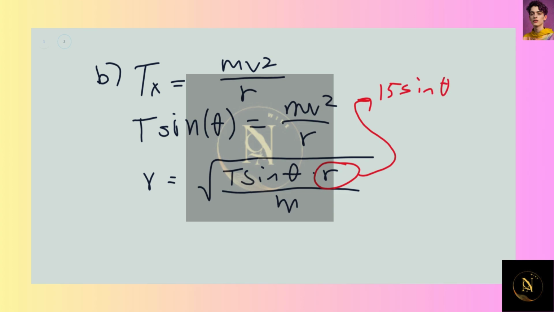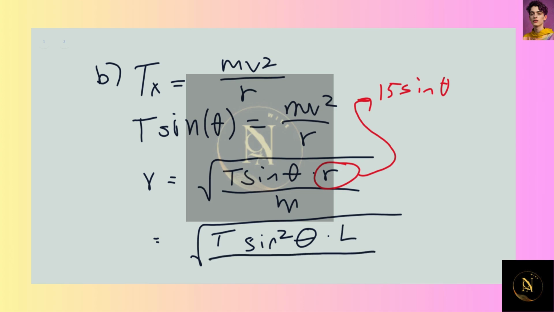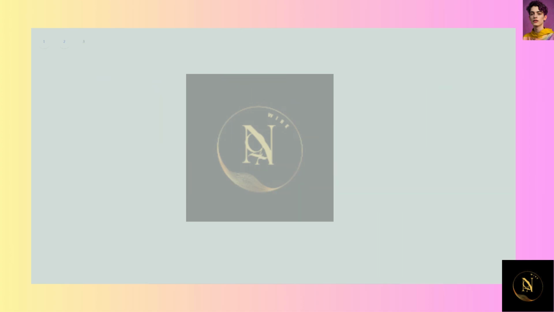So we'll rewrite our equation for v, which we now find is equal to the square root of T sine theta squared times L, the length of a rope. We're going to plug in 15 for that in a minute, divided by m. And now we're going to plug in our quantities. So all that's left to do is plug this into our calculator.